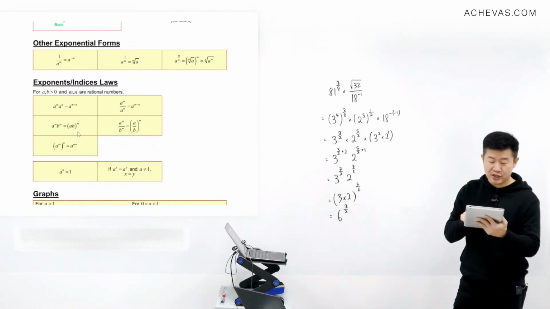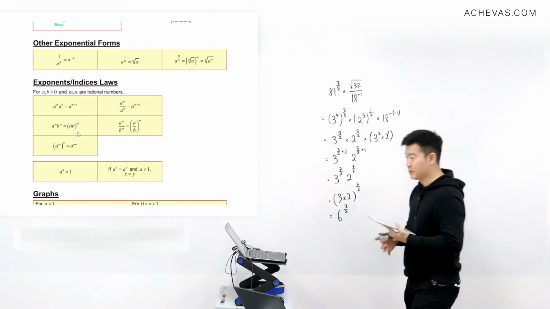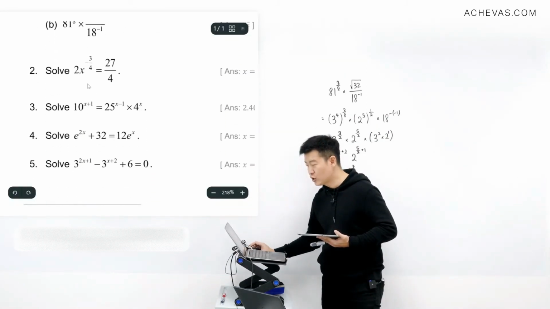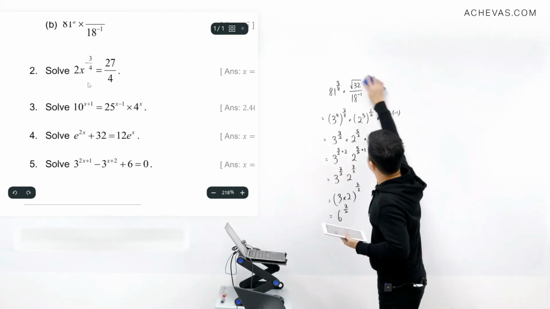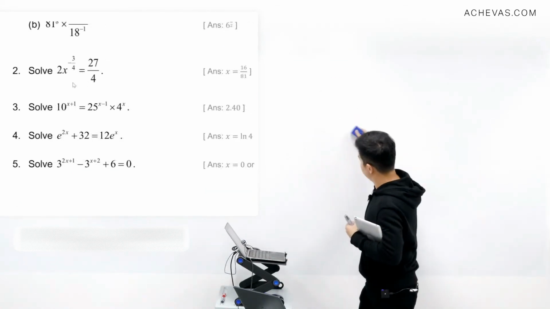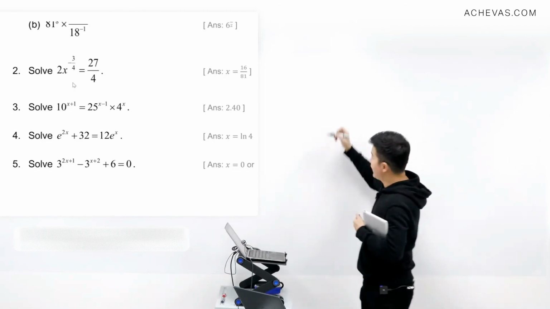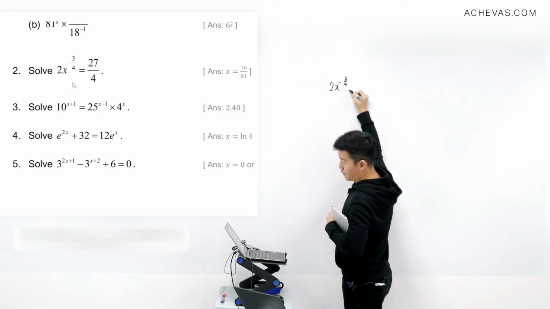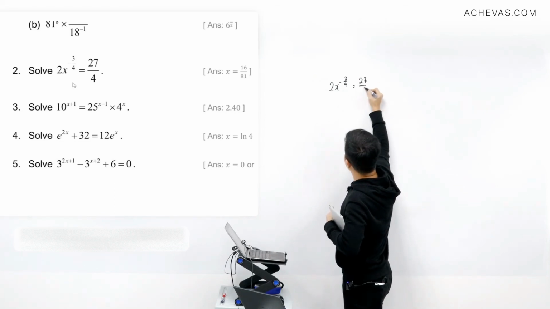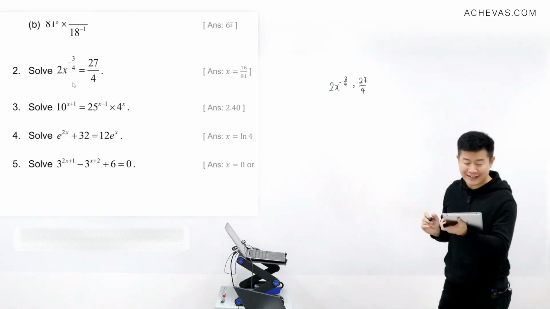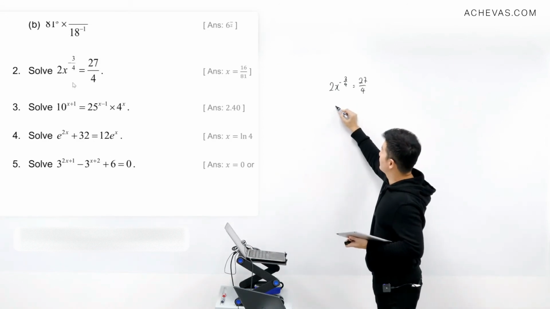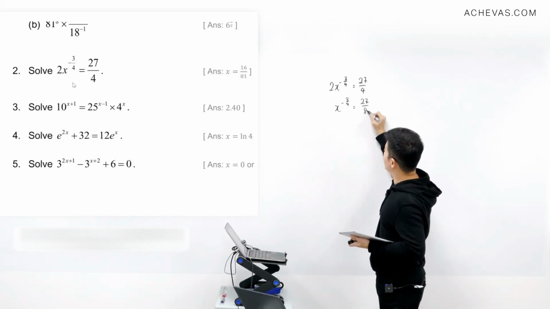Let's take a look at equation solving, equations that contain the exponential form. So let's take a look at this question here. We are going to try to solve this. Now here we have 2x to the power of minus 3 over 4, and this is equal to 27 over 4. Let's try to make x a subject in order for us to solve this equation. So I'm going to remove this 2, so we have x to the power of minus 3 over 4. This is equal to 27 over 8.